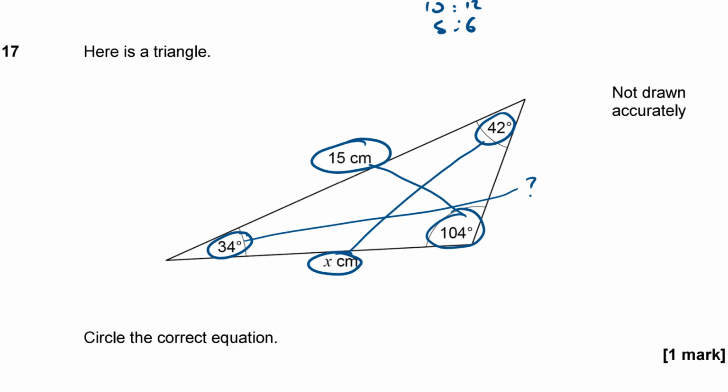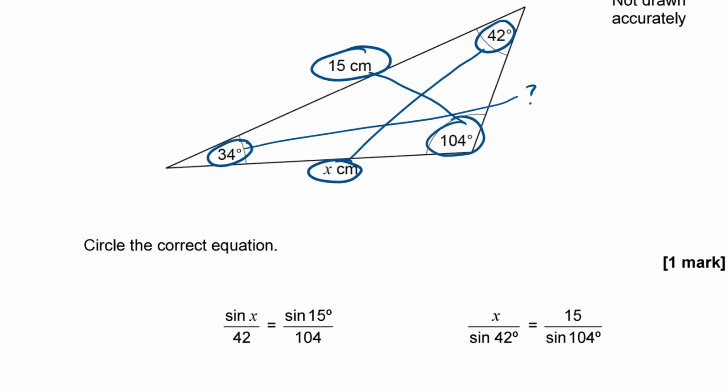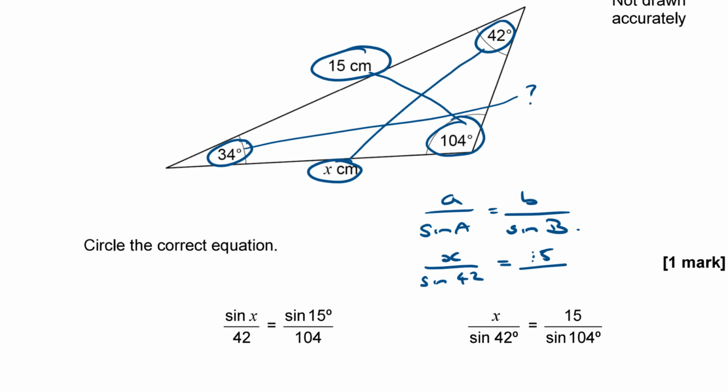Okay, so I can see that x is opposite the angle 42, and I can see that the 15 is opposite the angle 104. So I'm going to write it down using the sides on the top, so like a over sine A equals b over sine B, that way around. Okay, and then let's sub in for x. So putting my x on the top over the sine of the angle opposite to x, which is sine 42, and that is going to be equal to my other pair, 15 over sine 104. Okay, so opposite pairs, that one goes with that one, and that one goes with that one.